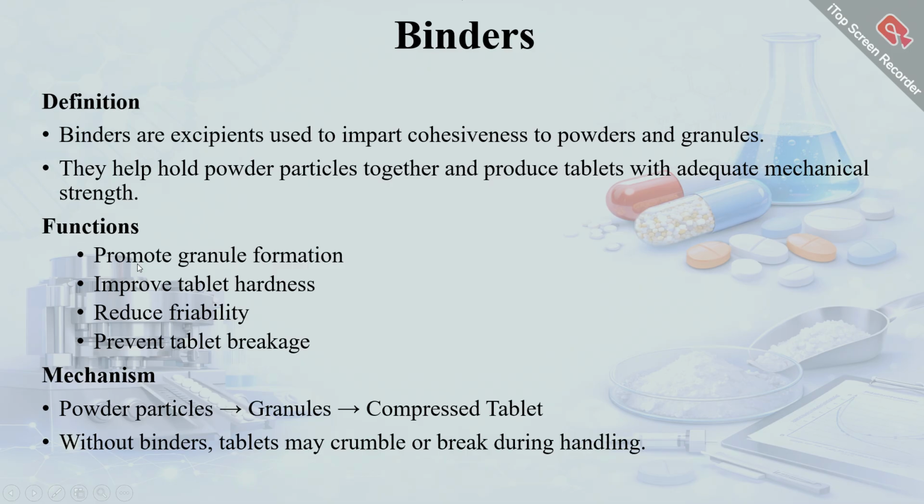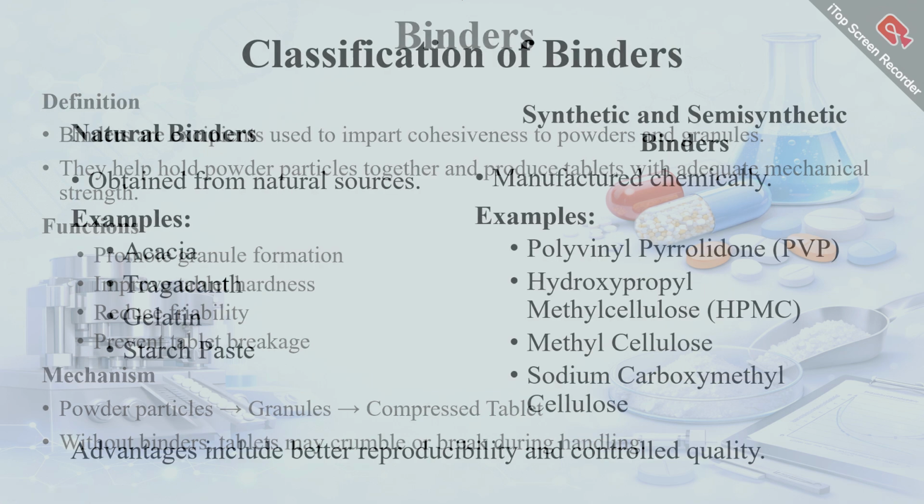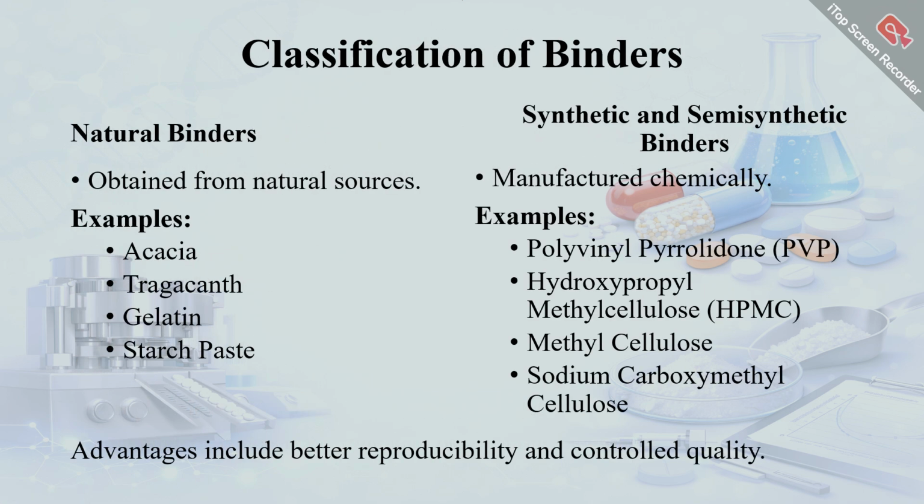Functions of these binders are to promote granule formation, improve tablet hardness, reduce friability, and prevent tablet breakage. Mechanism of binders: powder particles will form granules and a compressed tablet. Without binders, tablets may crumble or break, meaning they will be divided into small pieces. For that reason only we are using tablet binders. Classification of binders: we have two types, natural binders and synthetic and semi-synthetic binders.